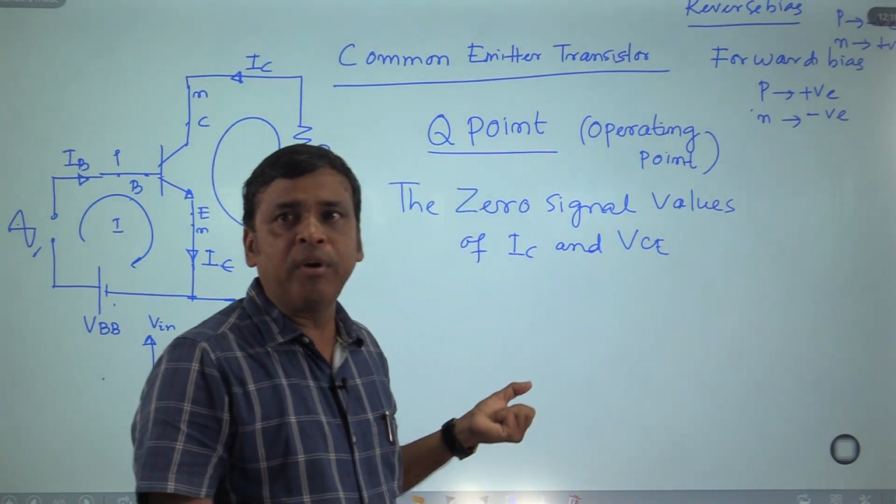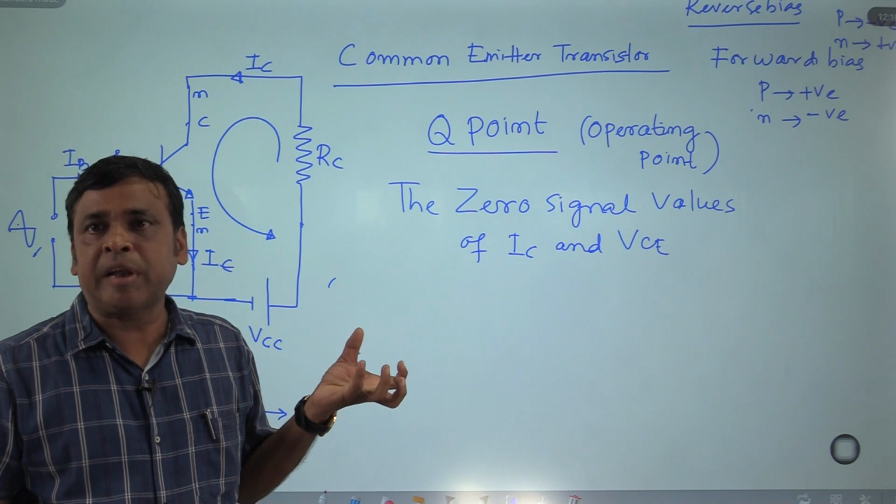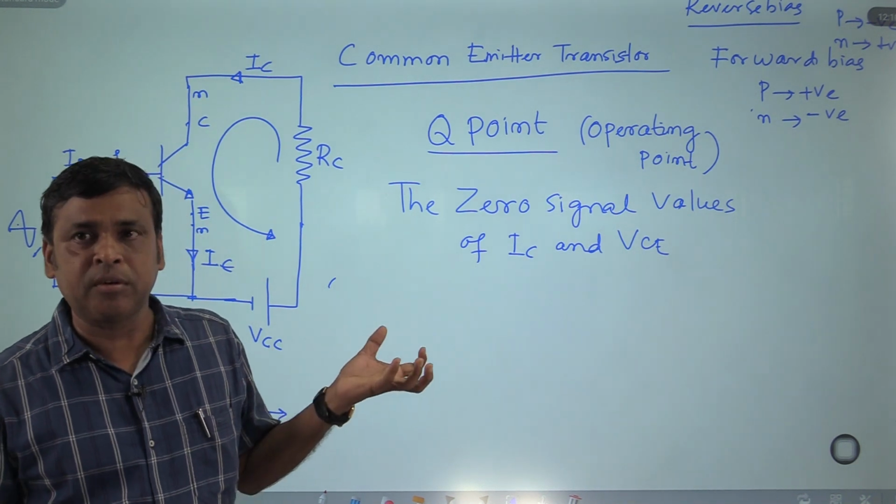The point where the transistor has very good stabilization is called the Q point.